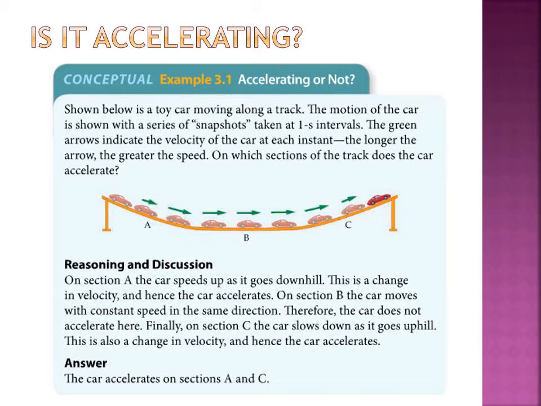So on section A, the car speeds up as it goes downhill. This is a change in velocity, and hence the car accelerates. On section B, the car moves with constant speed in the same direction, so it's not speeding up in the middle part. On section C, it's also accelerating, but this time it's slowing down instead of speeding up. So as it goes back up the hill, it slows down and decelerates, which is also an acceleration. So it's answers A and C.